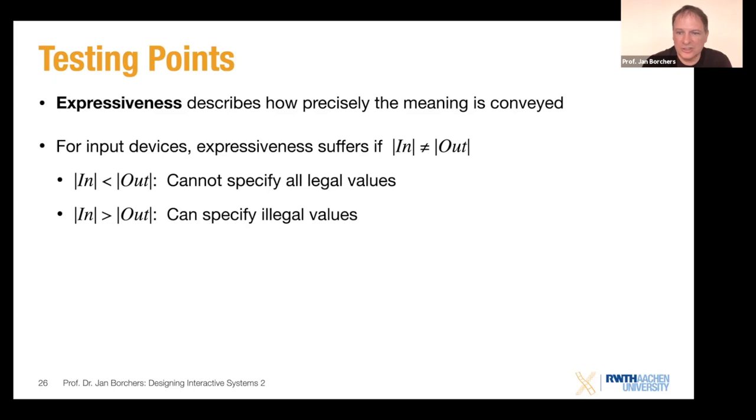All right, so that's the story about input and output domain cardinality and expressiveness. A perfect input device, of course, has input and output mapped to each other so that you neither can specify illegal values, but you also don't lose the opportunity to specify some values that should be possible.